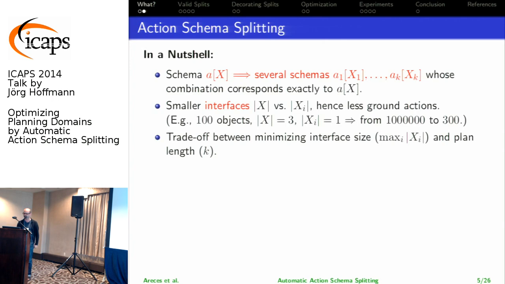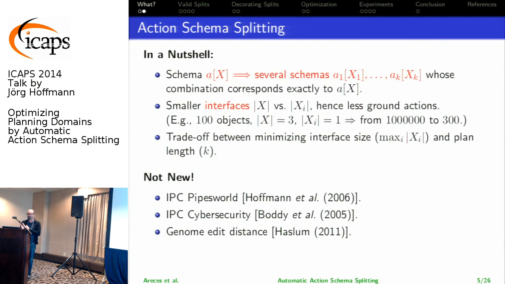And none of what I just told you is new. I've done this way back when we designed the Pipesworld domain. In the original domain, there were like 10, 12 action parameters, and it was completely impossible to ground this. So we spoon-fed it to the existing implementations by splitting the schema up into smaller parts that they could handle. Exactly the same thing was done by Boddy et al. in the cybersecurity domain, and exactly the same thing was done by Patrick Haslum in his online genome edit distance domains. So all of this has been done.